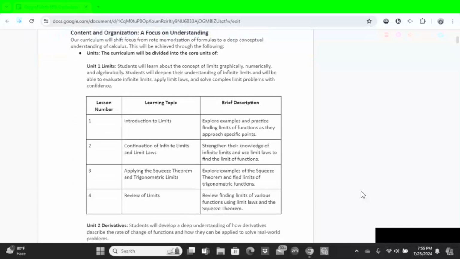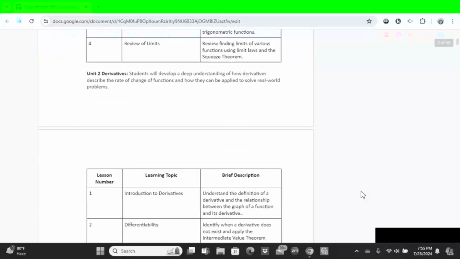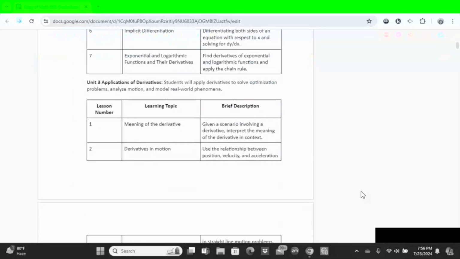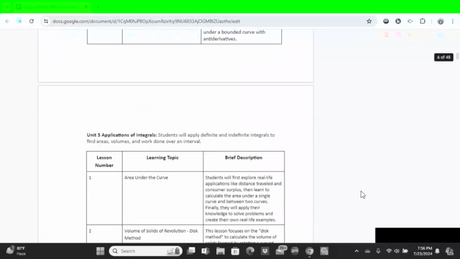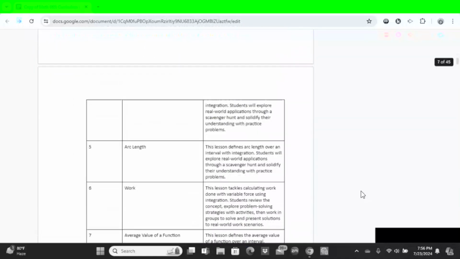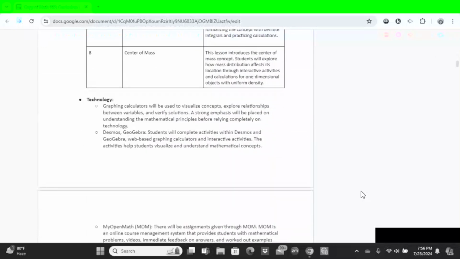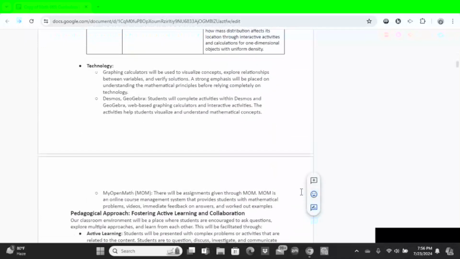The curriculum emphasizes conceptual understanding over rote memorization and is divided into the core units of limits, derivatives, applications of derivatives, integrals, and the application of integrals. The curriculum uses various technology to help students visualize the content within calculus. Besides graphing calculators, free online resources will be utilized, including GeoGebra, Desmos, and MyOpenMath.